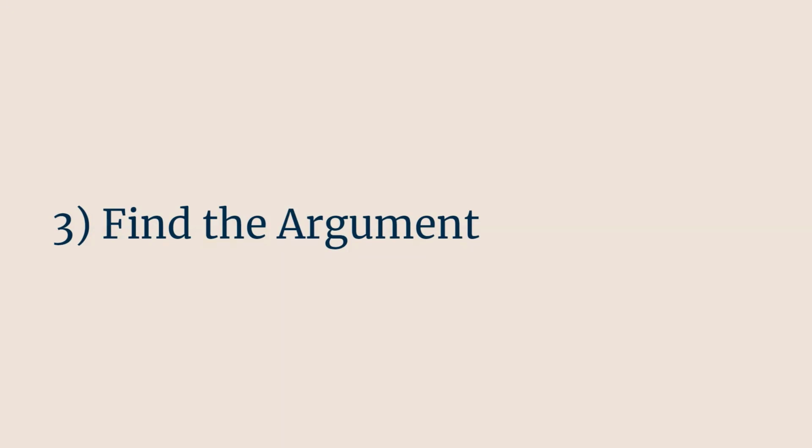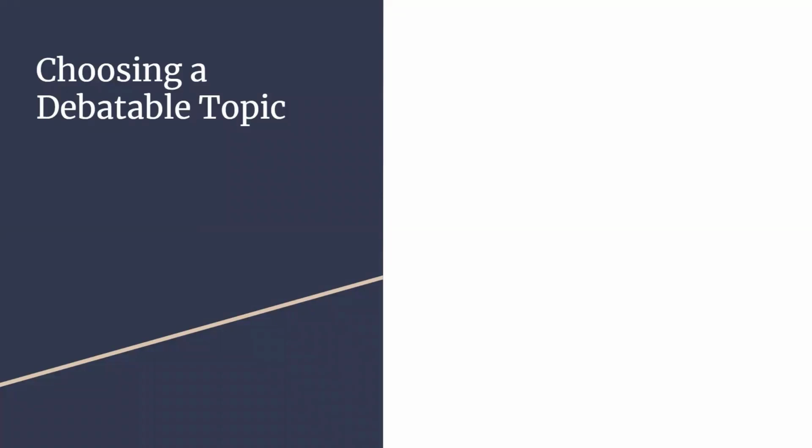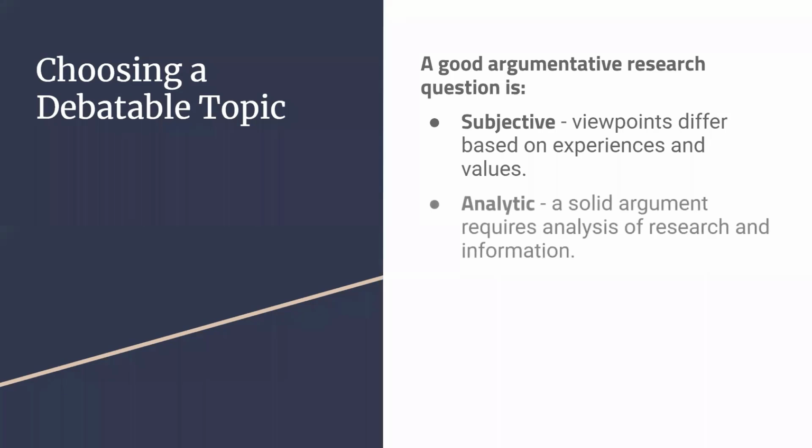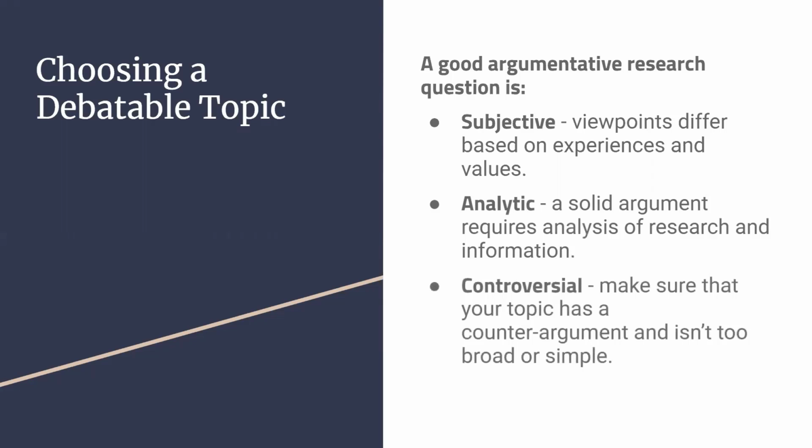And then finding the argument. Choosing a debatable topic. So when you're choosing a topic and when you're narrowing that topic, you want to choose something that is actually something you can argue about. And when I say argue, I don't mean like fight. I just mean you make a claim and then you can support it with evidence. So subjective: viewpoints differ based on experiences and values. Analytic: a solid argument often requires research or evidence to support those claims. And then controversial, I think, when we say controversial, it's things that have counter arguments.